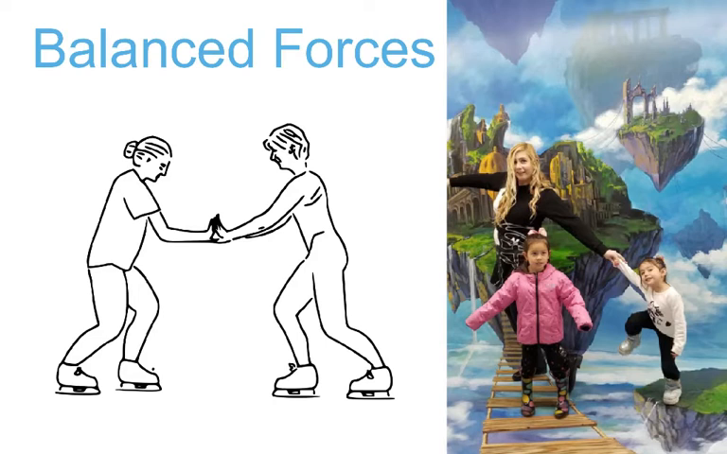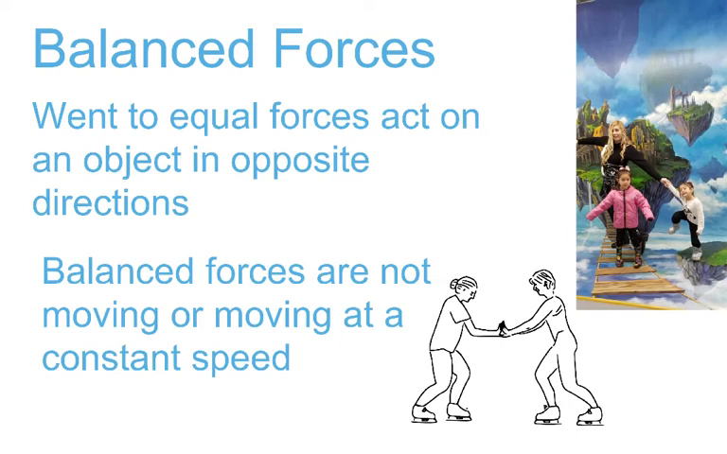So most people think of balanced forces as not moving, but they actually can be moving, but it would be at a constant velocity. So balanced forces are when two equal forces act on an object in opposite directions. Balanced forces are not moving or are moving at a constant speed. Make sure you pause the video at any time to take notes.